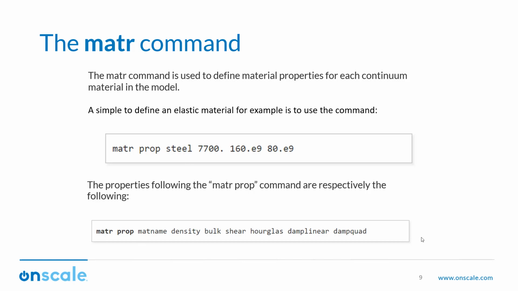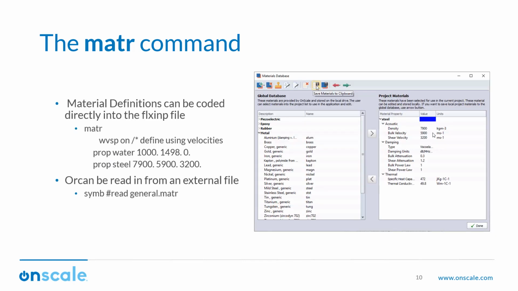If you look into the documentation, you'll find that you can add more parameters to that. And of course, it can be a bit more complex than that, but I'll show you some easy methods to define it. The first method is to use the material database. OnScale has a material database which already has a lot of those materials and properties, so you just need to add that to your material.